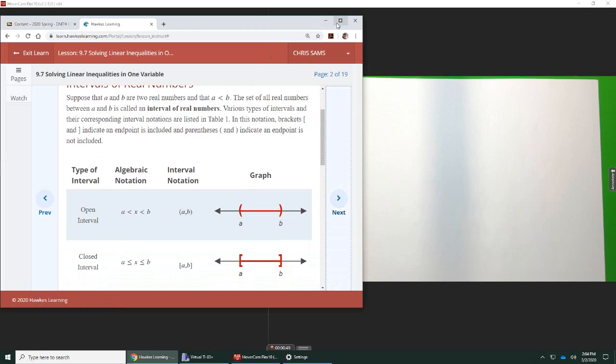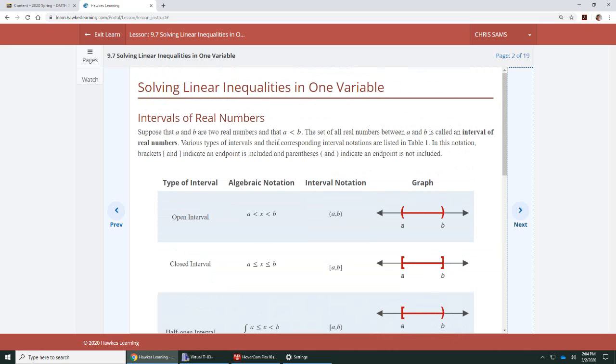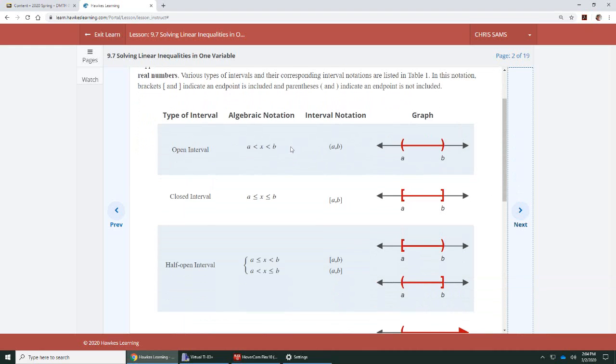So let me point out what's important here. First thing is we talk about the interval of real numbers. Whenever you have this less than, greater than, less than or equal to symbol, it's called an inequality. So that's what we're referring to. And then you have some notations and symbols. So you have open interval, which is dealing with strictly less than or greater than. There's no equal to on the inequality. The endpoints would be parentheses, and this is what it would look like graphically.